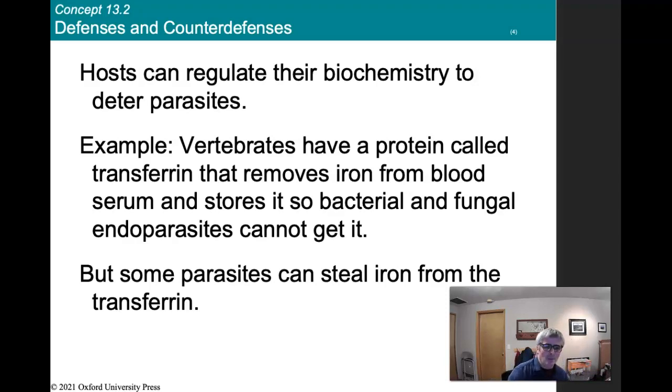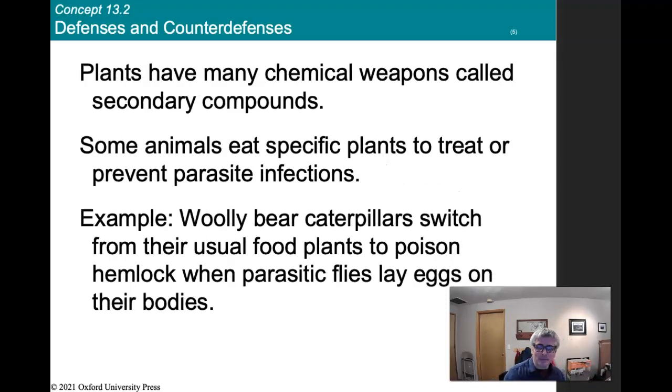It's kind of interesting. Plants have many chemical weapons called secondary compounds, and we often refer to secondary compounds. We talk about them in predator-prey relationships as well, where plants will produce secondary compounds that reduce their chances of herbivory.